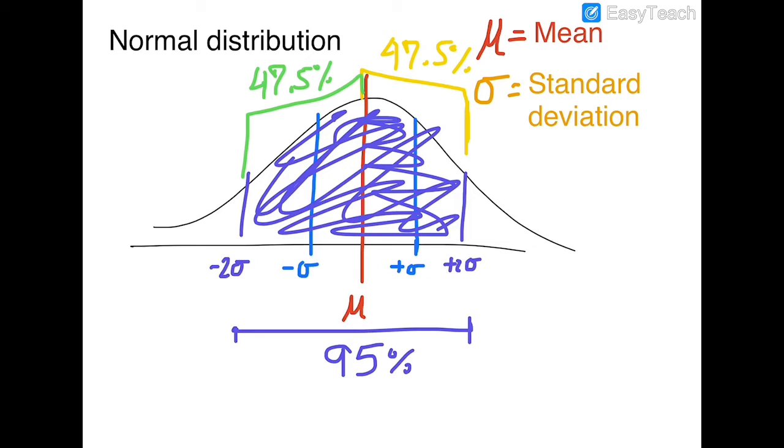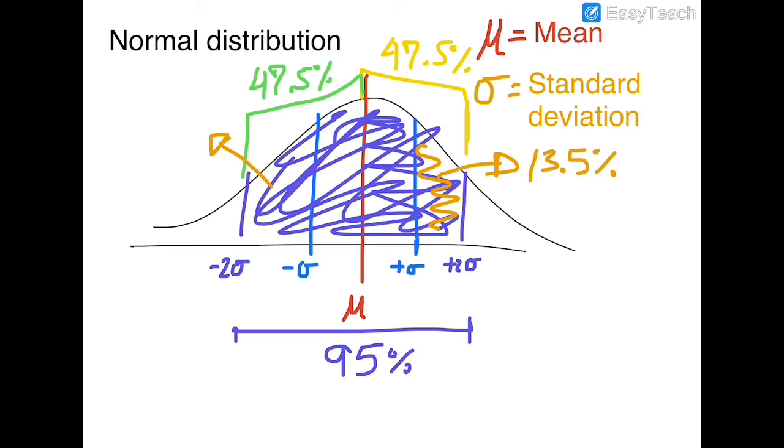So from here to here, we're going to have 47.5%. Of course, if we wanted to know just this part over here, we already know the other part is 34%, and 34 plus this part is 47.5%, so this one is going to be 13.5%.